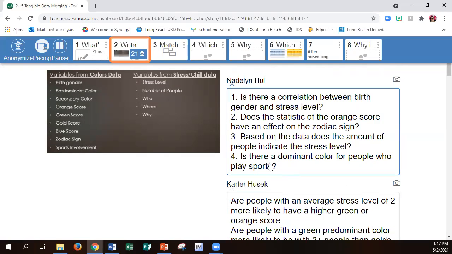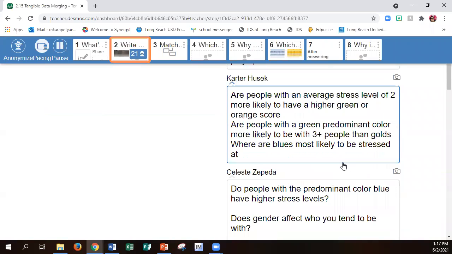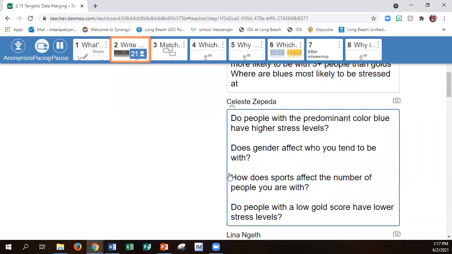However, this number 4 is a great question for just the colors data. You're not really bringing in the stress and chill data there. Are people with an average stress level of 2 more likely to have a higher green or orange score? I like it. Are people with a green predominant color more likely to be with 3 or more people than golds? Where are blues most likely to be stressed? Oh, okay, I like it.